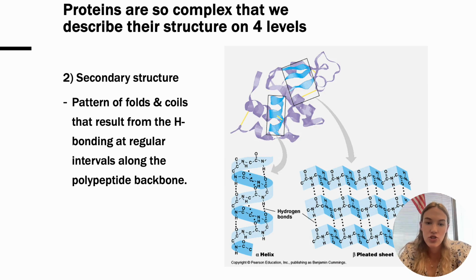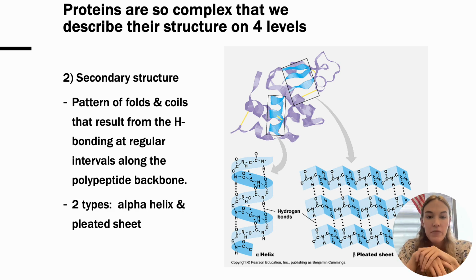The secondary structure is not true folding from one end of the protein to the other. Instead, it's kind of like a small fold that is occurring really locally. This is going to occur because of regular hydrogen bonding along the polypeptide backbone. So hydrogen bonding is going to naturally occur, and that is going to result in two types of secondary structures, the alpha helix and the beta pleated sheets.